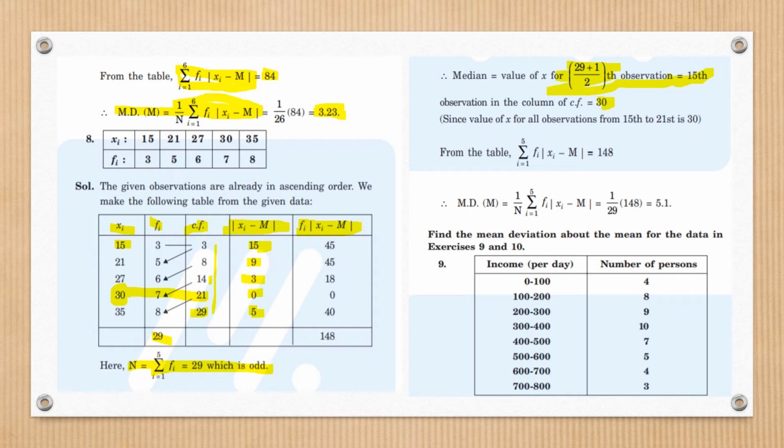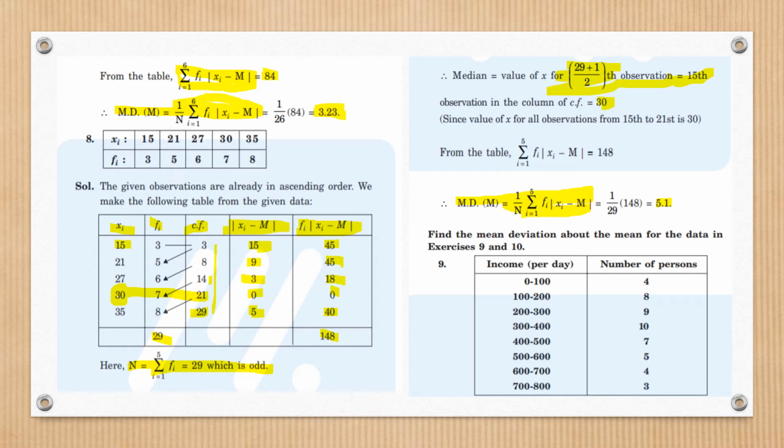Fi times |Xi minus M|, like 3 15s are 45, then 45, 18, 0, 40, and the sum is 148. And again the formula for the mean deviation about the median: 1 by n times the summation Fi times |Xi minus M|, which is 1 by 29 times 148, which is 5.1.